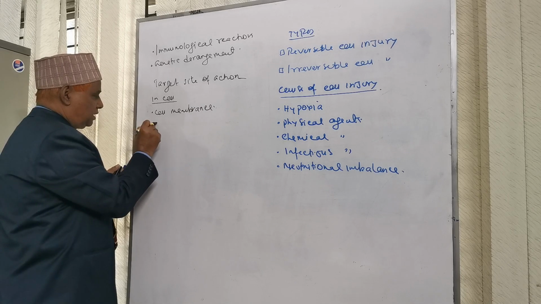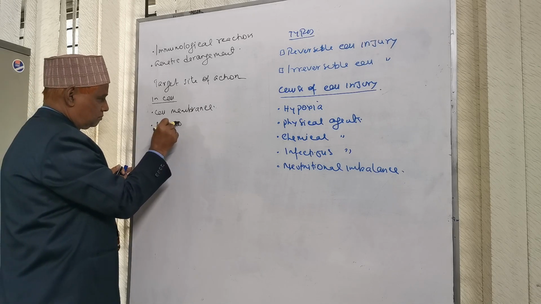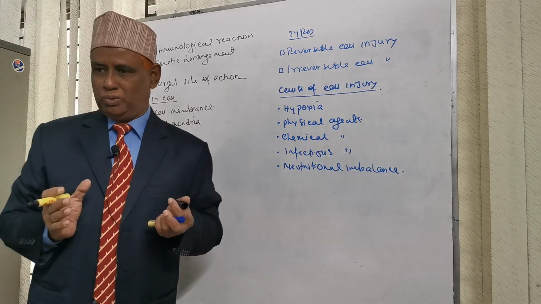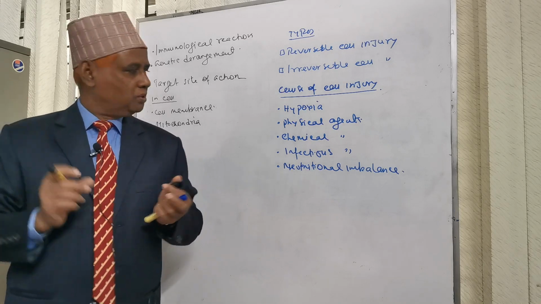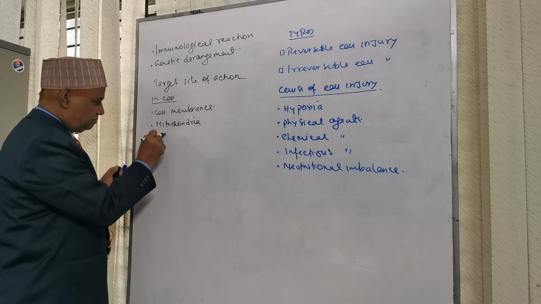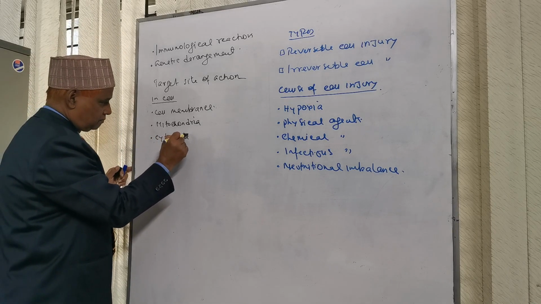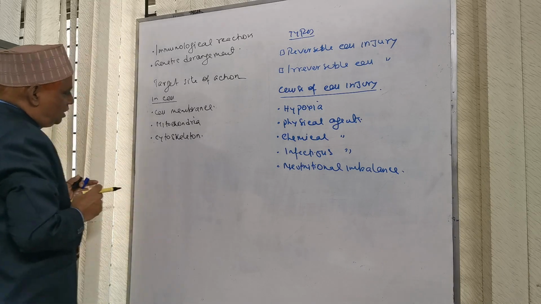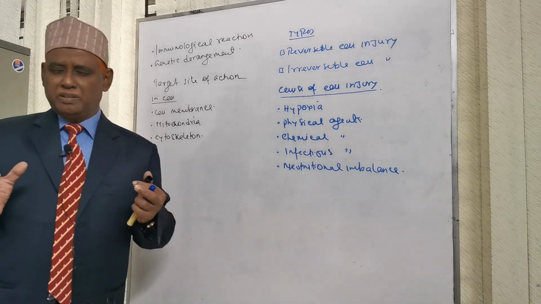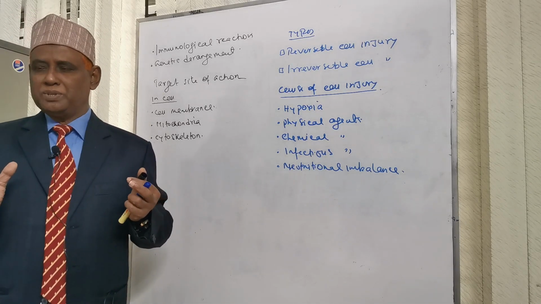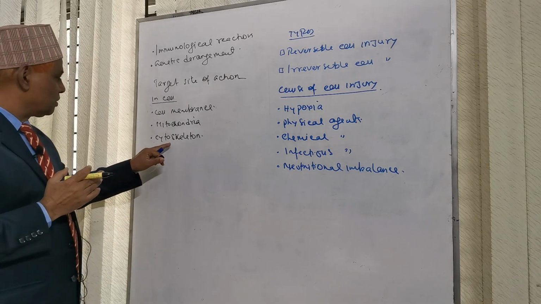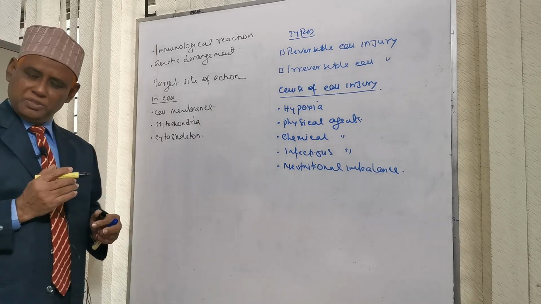Then mitochondria. You know, the mitochondria of a cell is nothing but the powerhouse. If the powerhouse is injured by the injurious agent, the cell undergoes injury. Then cytoskeleton. You know, microtubules, microfilaments, etc. are the cytoskeletons. There are many roles of the cytoskeleton in the cell. The important role of the cytoskeleton is to maintain the shape and size of the cell foremost. If the cytoskeleton is injured by the injurious agents, the cell undergoes injury.